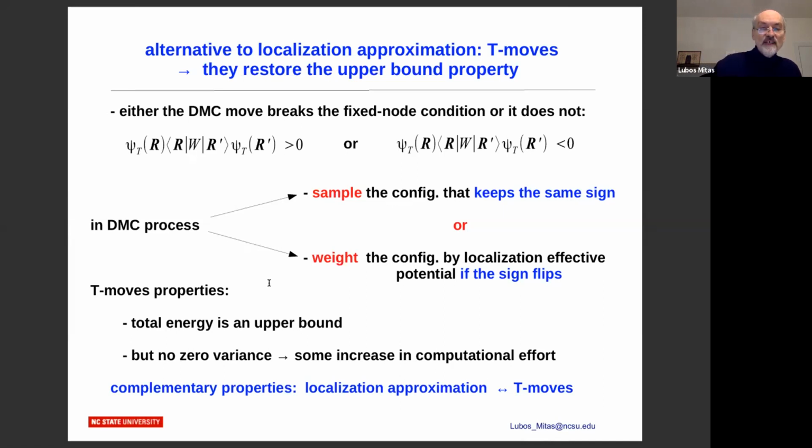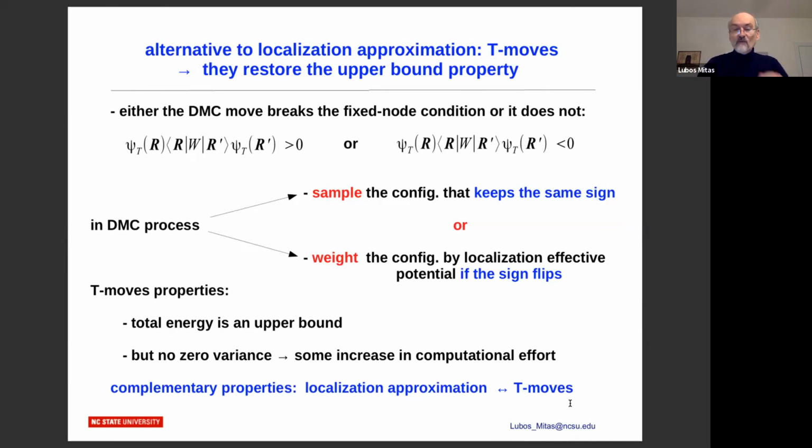The important point is that the total energy is an upper bound in this construction, but there is no zero variance because you are making moves with the potential, which is complicated, and there are instant moves in the position space, and therefore that generates a little bit of variance. There is some increase in computational effort, but it's not fundamental. And therefore, these two approximations have complementary properties. One has a zero variance, but doesn't have an upper bound. T-moves have an upper bound, but no zero variance. So in some sense, they can be used interchangeably.